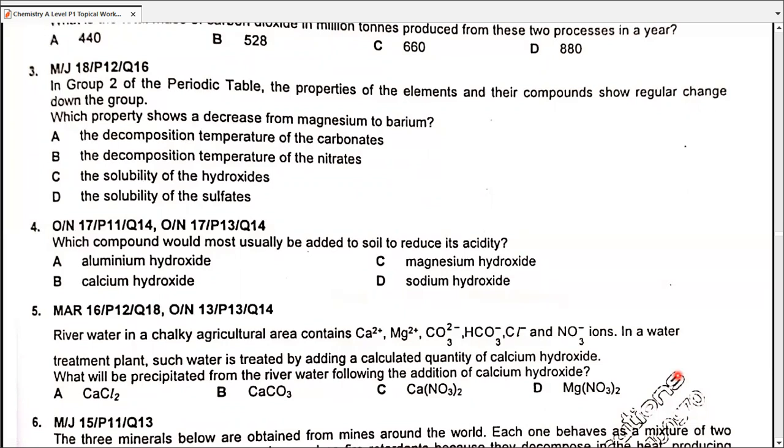Okay, number 4. Which compound would most usually be added to soil to reduce its acidity? Aluminium hydroxide, calcium hydroxide, magnesium hydroxide, sodium, calcium. B. Right.